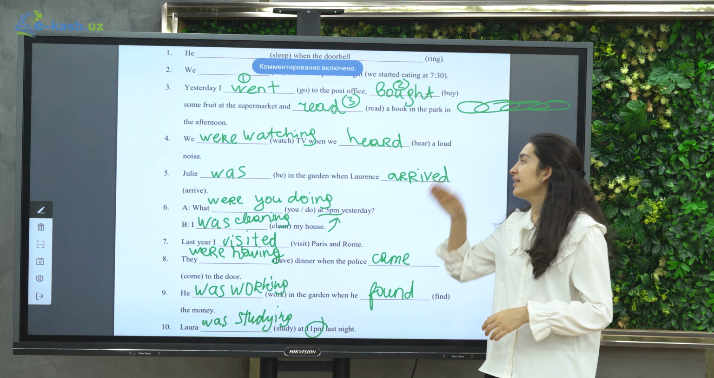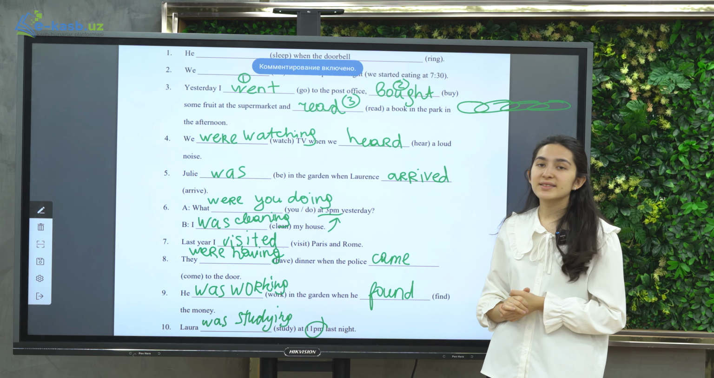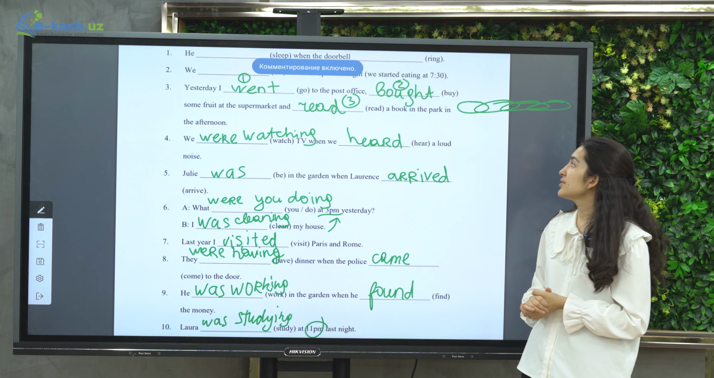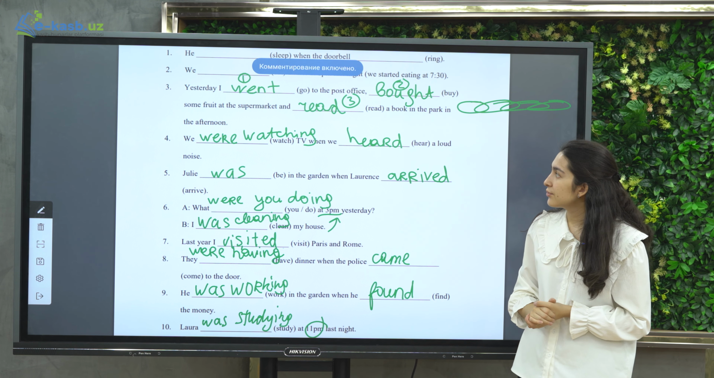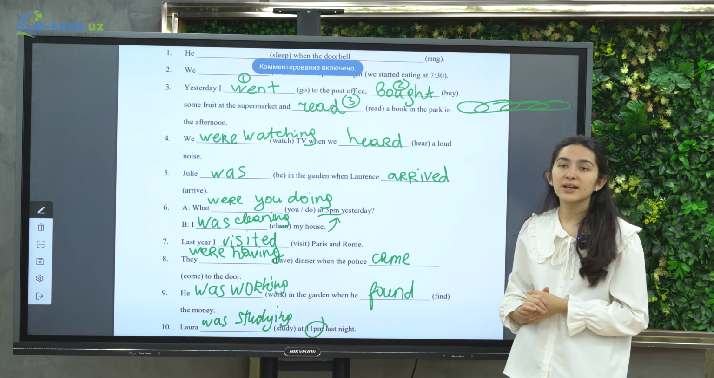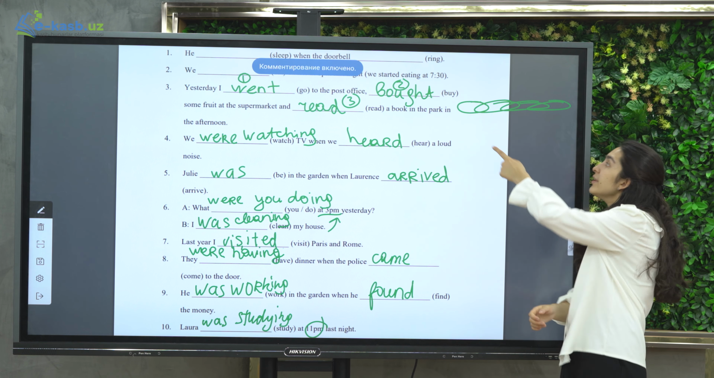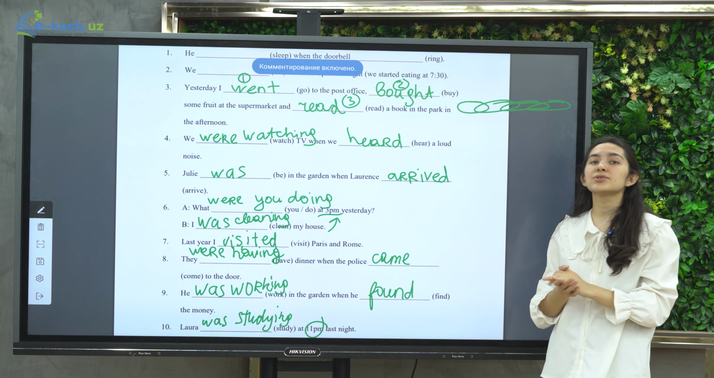Alright, so now let's check our answers. So the third sentence. Yesterday, I went to the post office, bought some fruit at the supermarket, and read a book in the park in the afternoon. All of them are past simple because we have what? The chain or the sequence of actions.